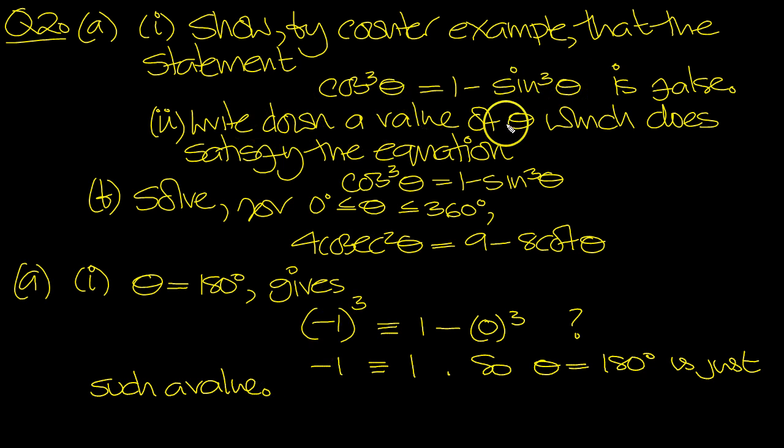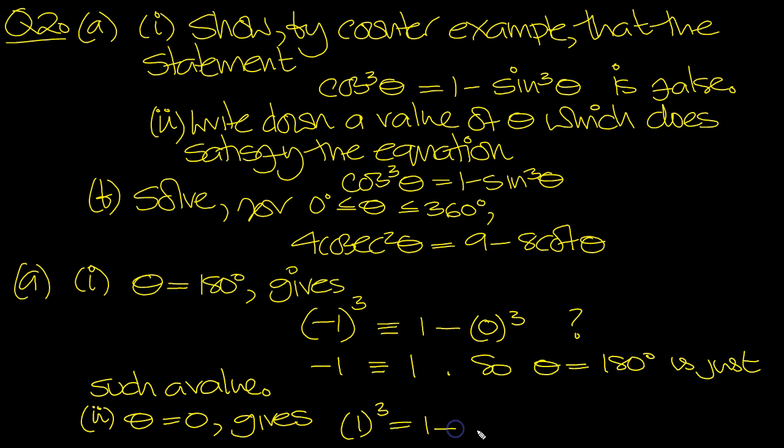Okay, part 2, write down a value of theta which does satisfy the equation. So part 2, theta equals 0 then gives cos 0 cubed is 1 cubed, is 1 minus sine 0 cubed, which equals 1, and 1 equals that. So theta equals 0.